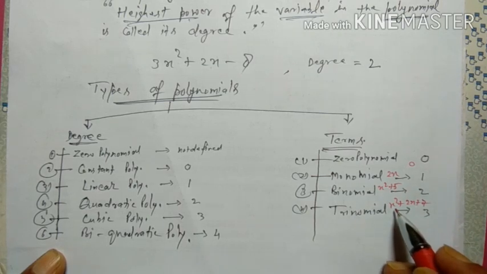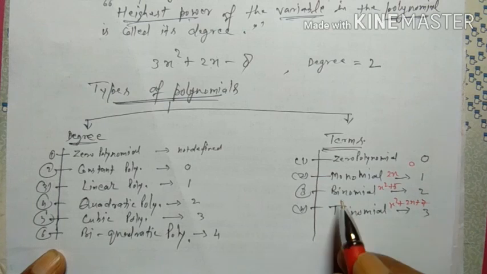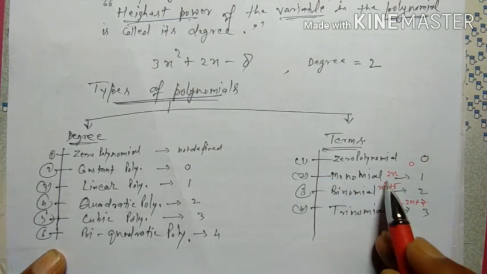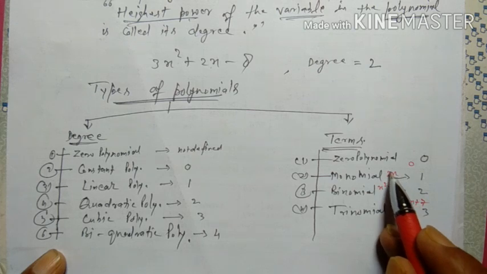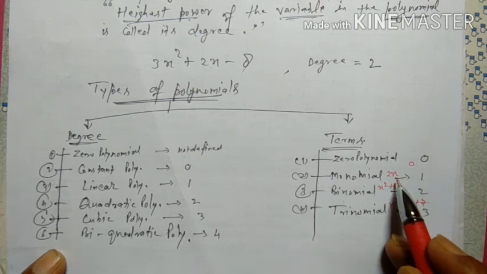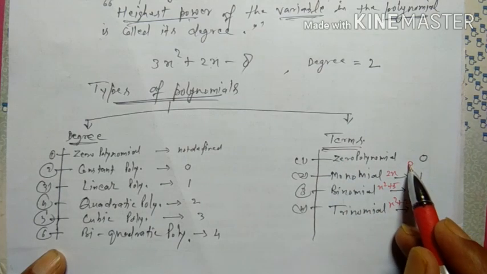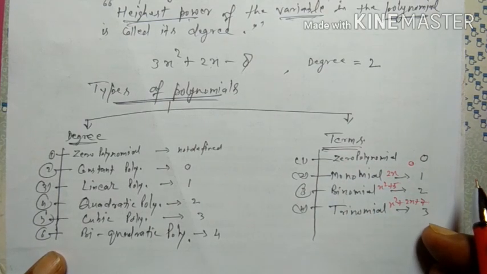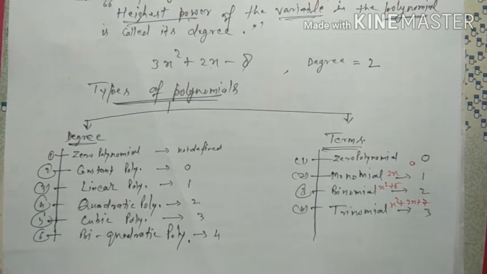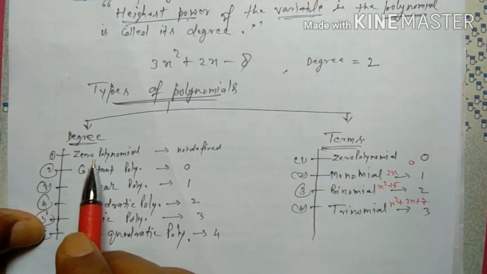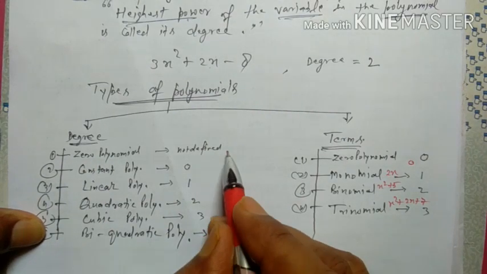In a trinomial there are 3 terms, 1, 2, 3. And in a binomial there are 2 terms, 1, 2. And in a monomial there is only 1 term, 2x. And a zero polynomial is simply written as 0. And on the basis of degree, the zero polynomial is, this is 0.